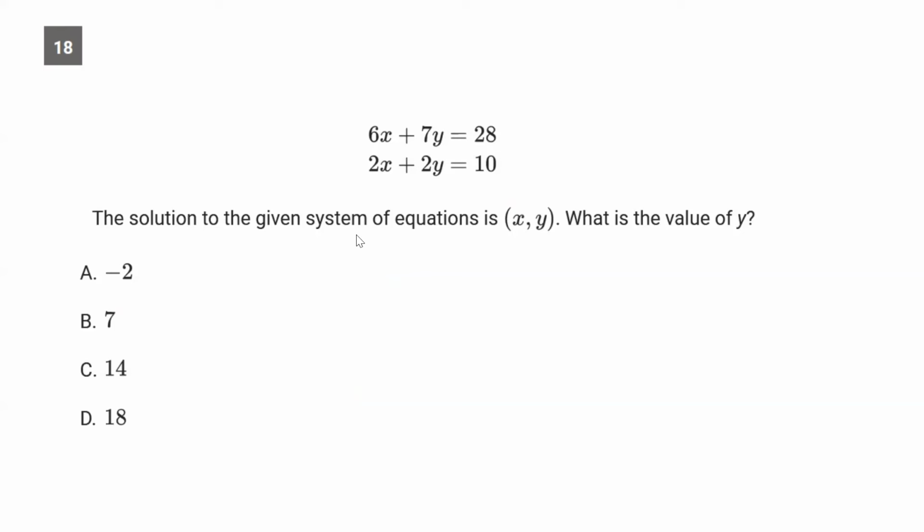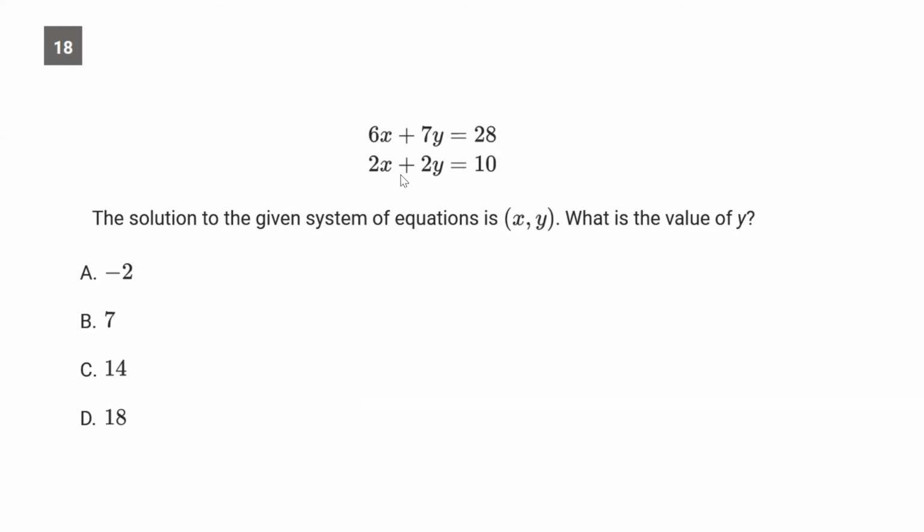Let's look at 18. The solution to the given system of equations is x, y. What is the value of y? Okay, so this is one of their favorite topics, right? I feel like parabolas, linear equations, and systems of equations, you'll see those. They also love circles on the harder level.